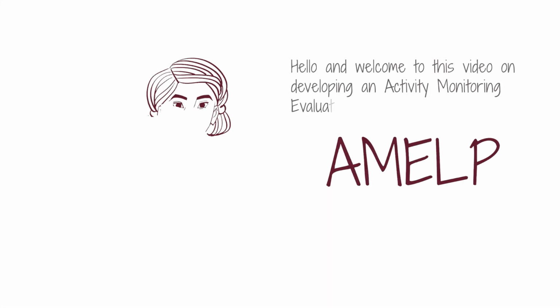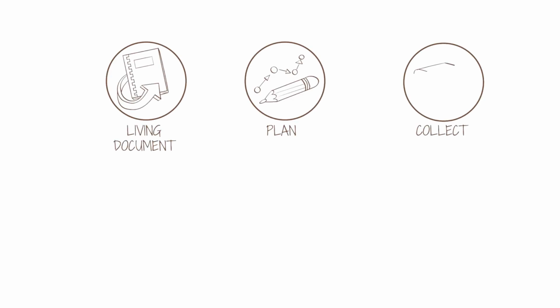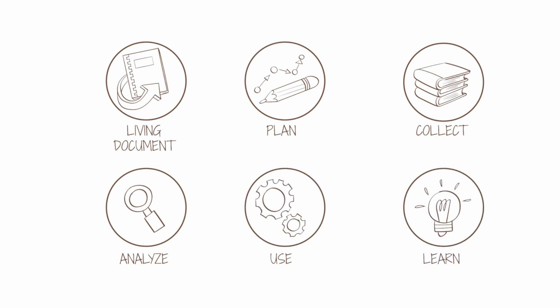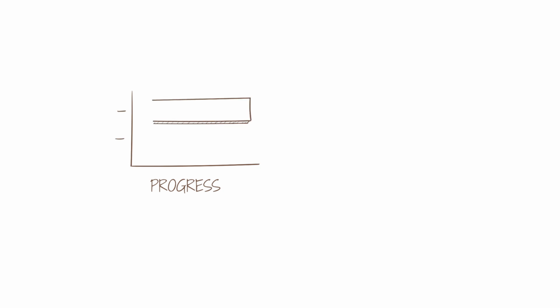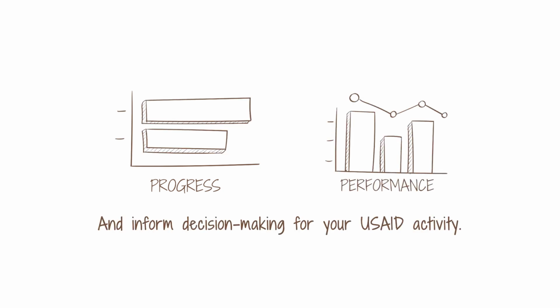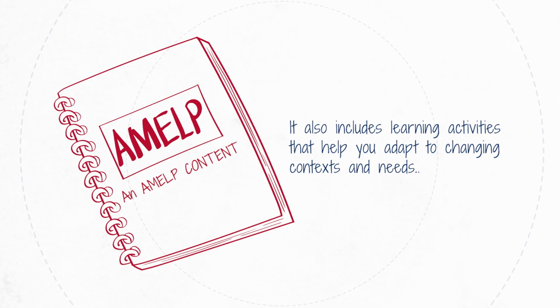Hello and welcome to this video on developing an activity monitoring evaluation and learning plan, or AMELP for short. An AMELP is a living document that describes how an activity will plan to collect, analyze, use, and learn from data and information to track progress, improve performance, and inform decision-making for your USAID activity. It also includes learning activities that help you adapt to changing context and needs.